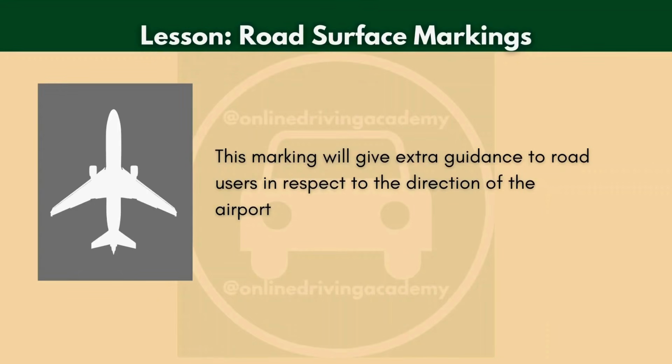Now we see sort of an icon of an aeroplane, right? This will be on a certain lane. It may be on the left lane, on the right lane. It just depends. And this marking will give extra guidance to road users in respect to the direction of the airport. So if the airport is towards the left direction, this icon of an aeroplane will be on the left lane. Just remember that.